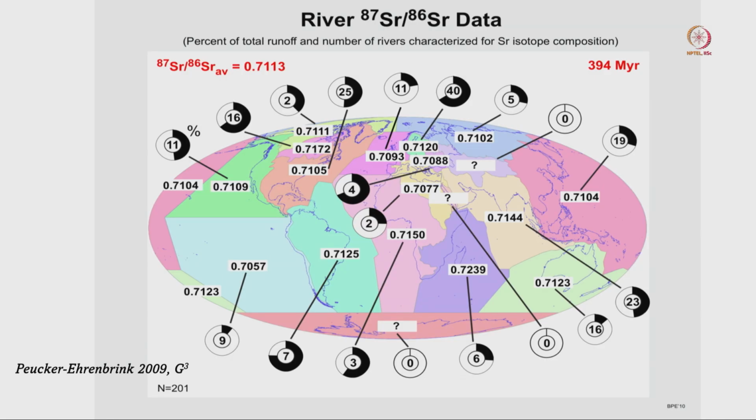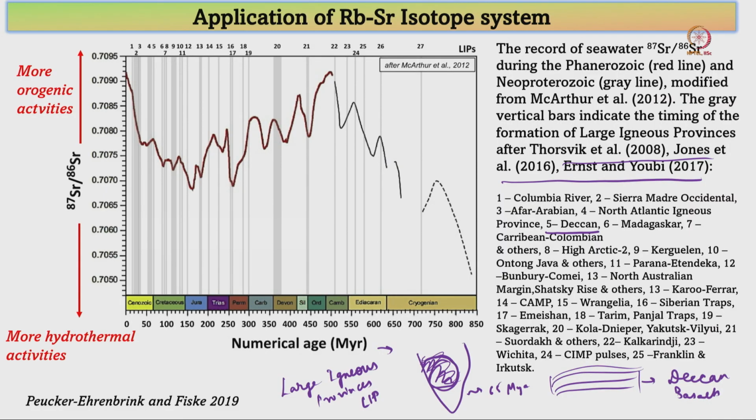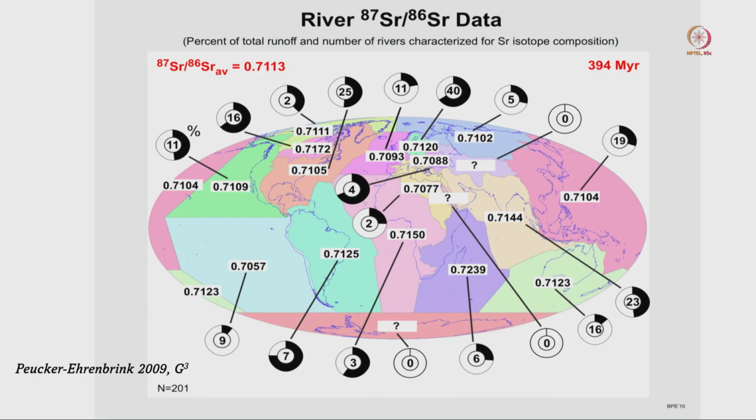Okay. Then how do people work? People work with the river data, right? What can we do? We cannot go back in time and we cannot do studies from 600 million years ago, 700 million years ago. What are we going to analyze? We are going to analyze only river data. And why is river data so important? Because rivers are called basin scale integrators.